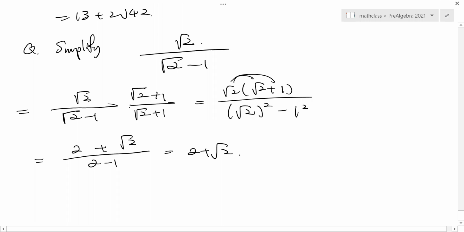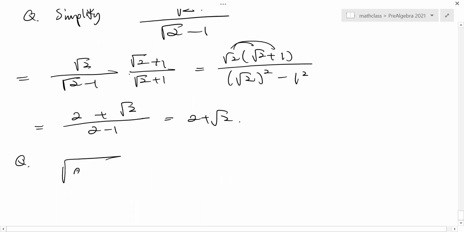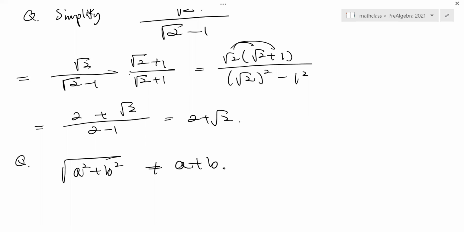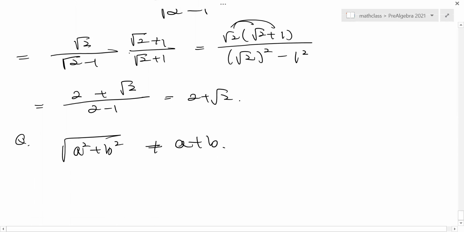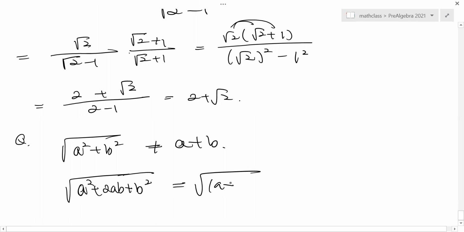Okay. Now, we have to explain that the square root of a squared plus b squared is never equal to a plus b. Right? It's never equal to a plus b. However, the square root of a squared plus 2ab plus b squared is going to be the square root of (a plus b) squared, and that's a plus b.